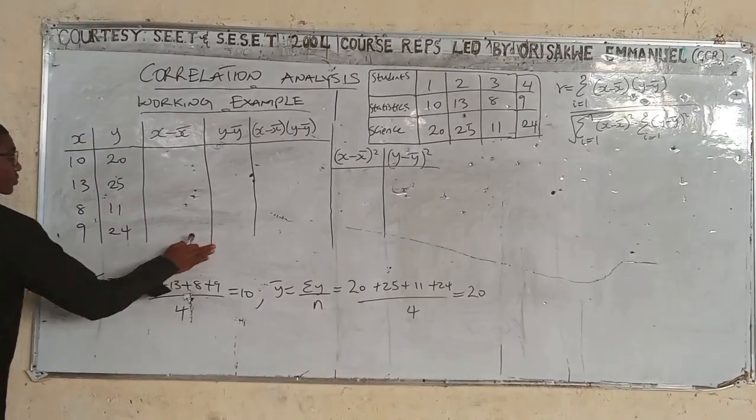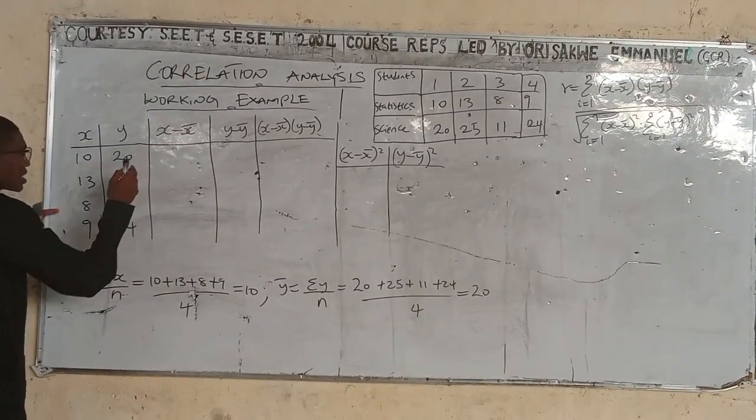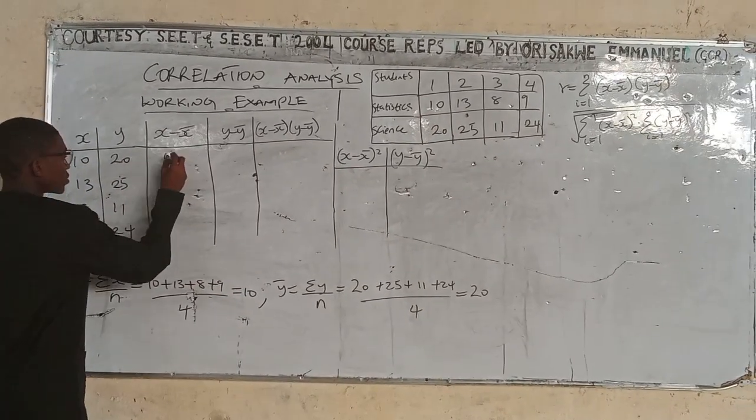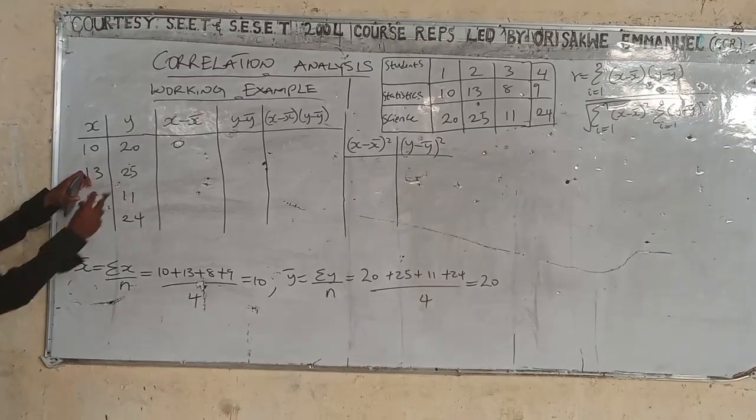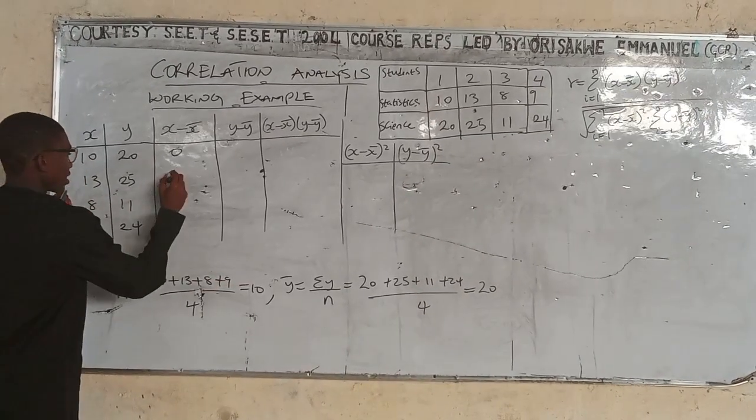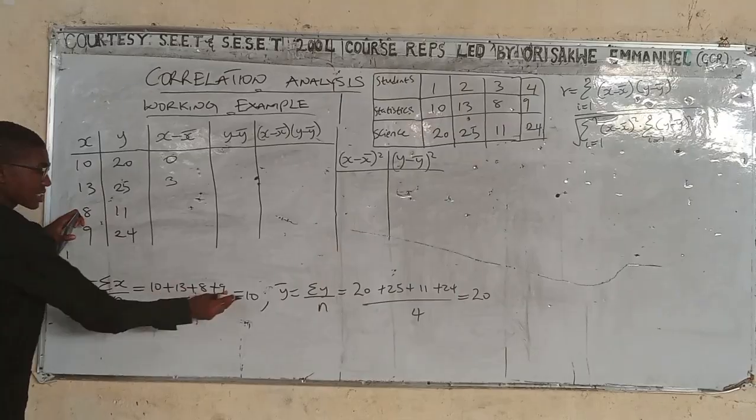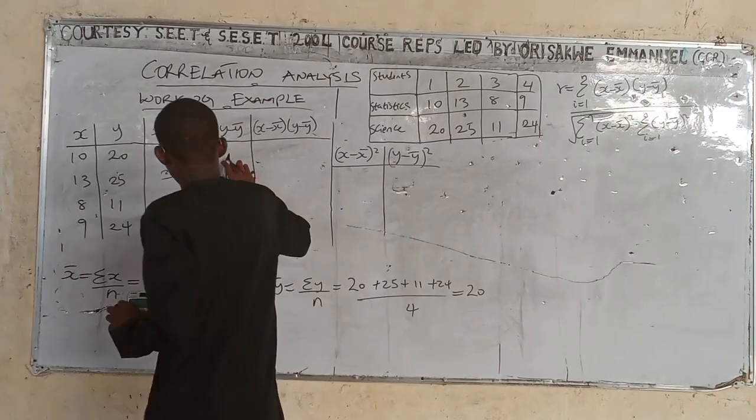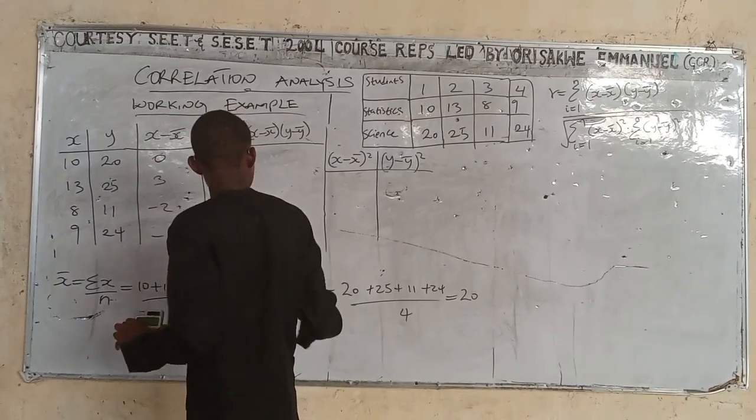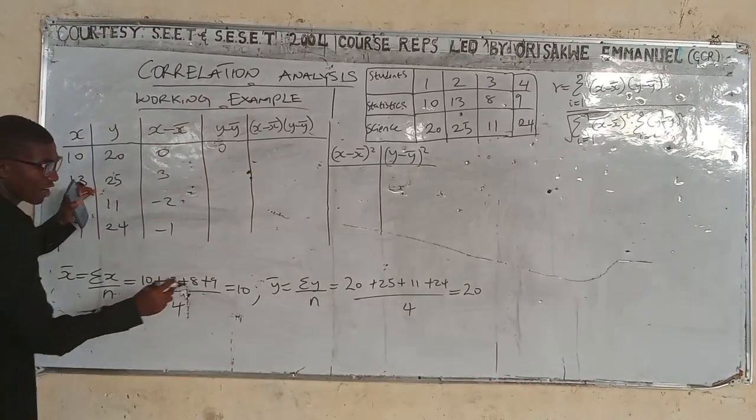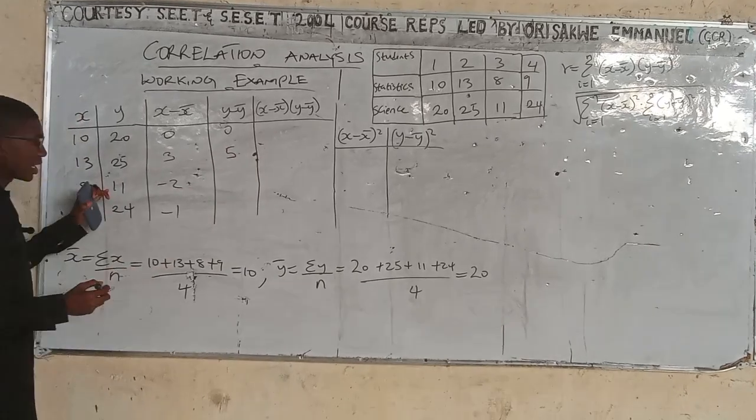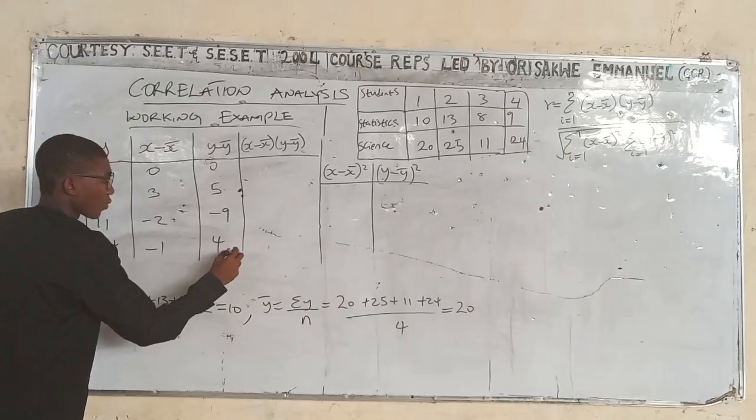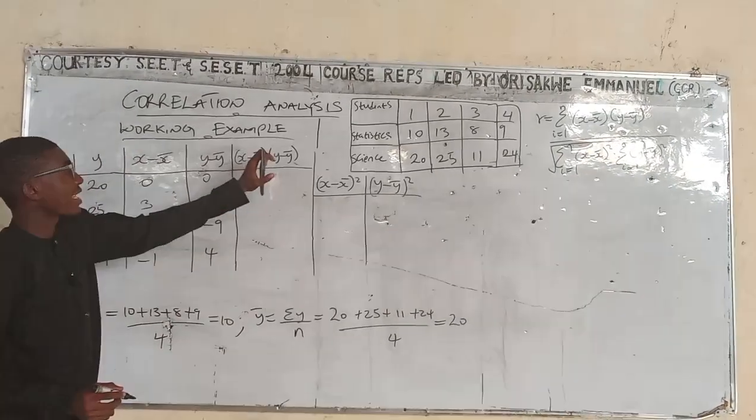Now let's fill our table. So this is x minus x bar, which is 10 minus 10. So here is 0. Next one, x 13 minus x bar. So 13 minus 10, here is 3. 8 minus 10, minus 2. 9 minus 10, minus 1. The next column, y minus y bar. So 20 minus 20, 0. 25 minus 20, 5. 11 minus 20, minus 9. 24 minus 20, 4.